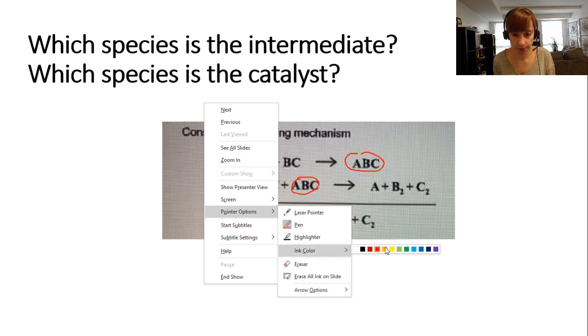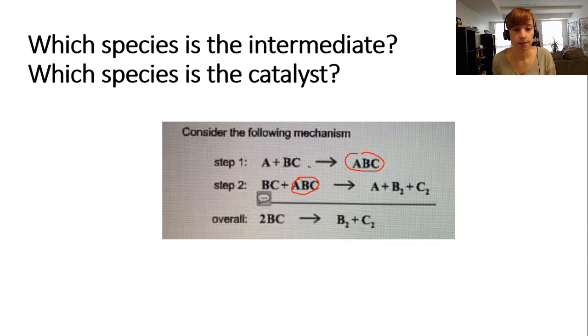Just change color really quickly to make it a little bit easier to see. Okay, so then our catalyst. A catalyst is something that will appear at the beginning of a reaction and will reappear at the end, but has not changed. It's stayed completely the same. But it will not appear in the overall reaction. It will get canceled out.